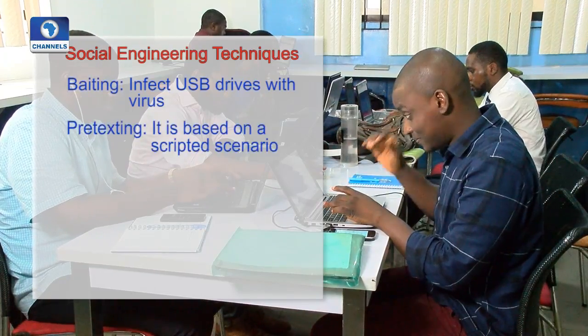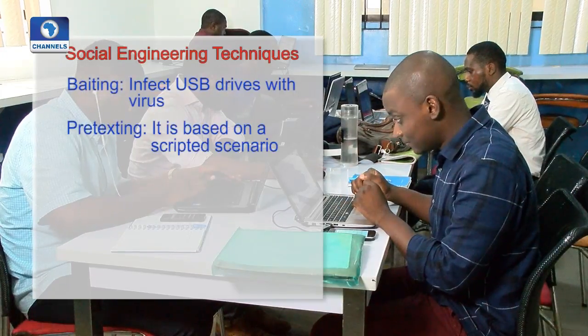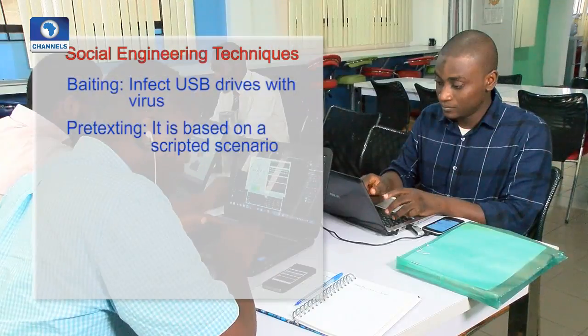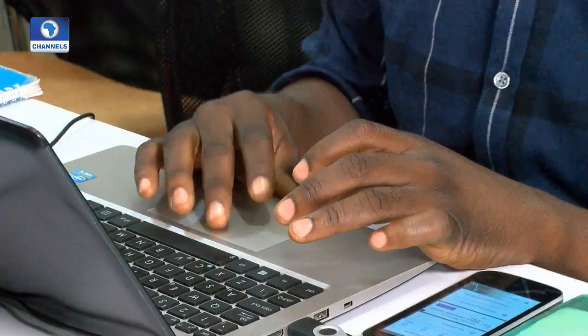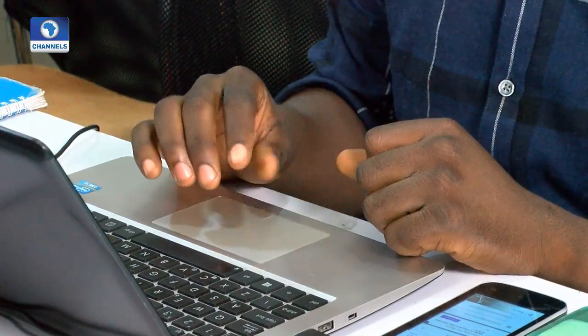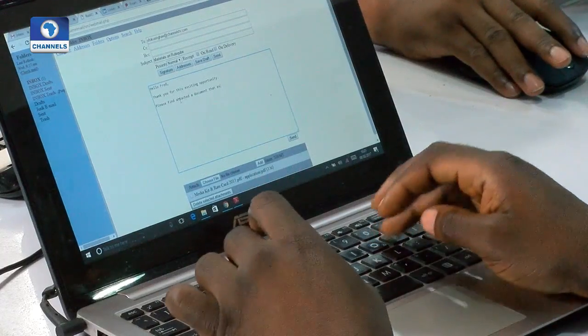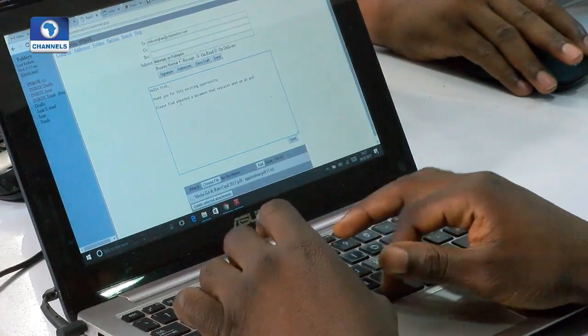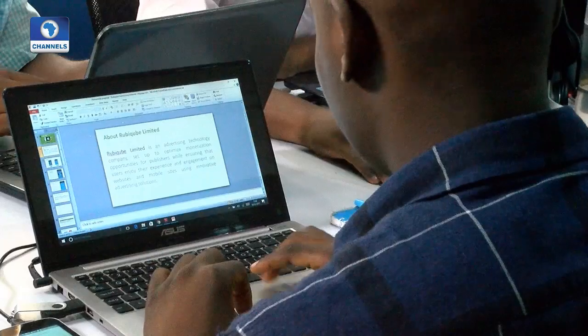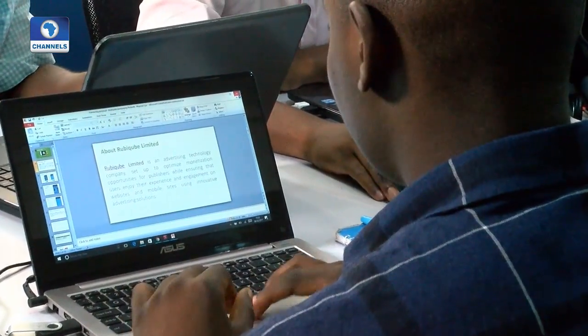Pretexting. This looks very real in most cases. It is based on a scripted scenario presented in front of the targets, used to extract some other information. You may have experienced this. Here is how it works. For example, when an email account is hacked and starts sending emails to the person's contacts requesting money or any form of information from them with the aim of defrauding them.